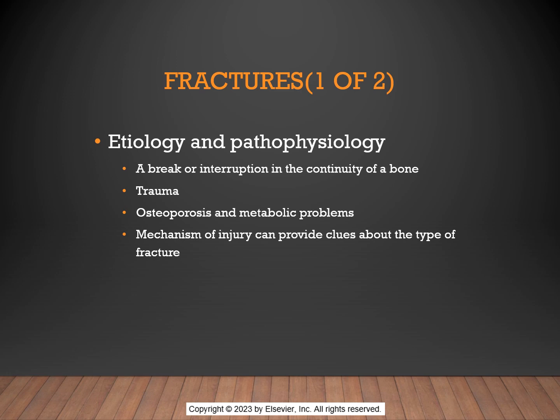A fracture is a break or interruption in the continuity of a bone. Fractures occur mostly from trauma, but result from a pathologic process in which bone has degenerated, like osteoporosis or another metabolic problem. The mechanism of injury, or how that injury occurred, can provide clues about the type of fracture. Mechanism of injury is also important to help predict injury to the neighboring tissues.